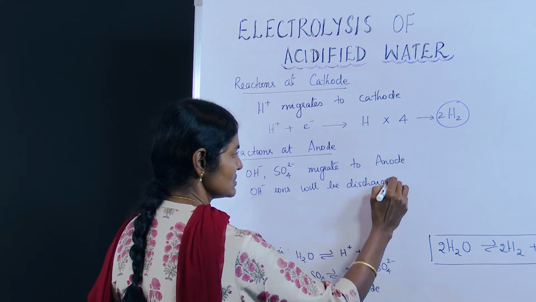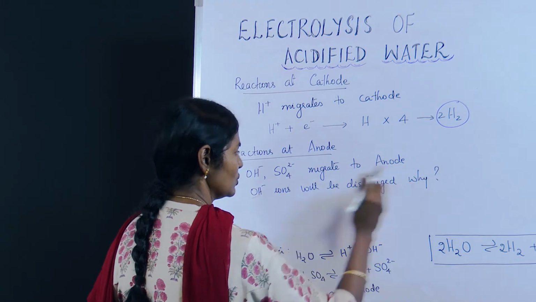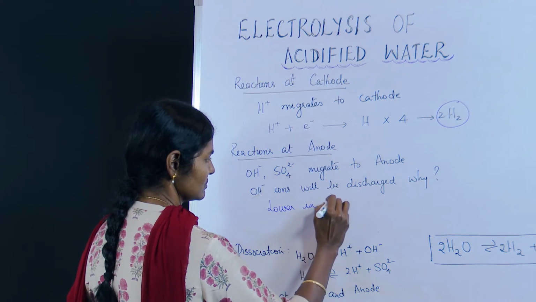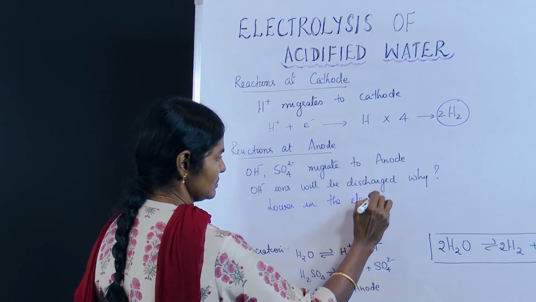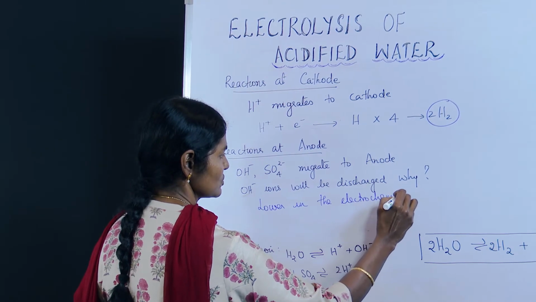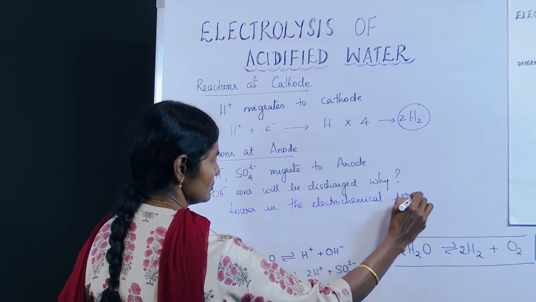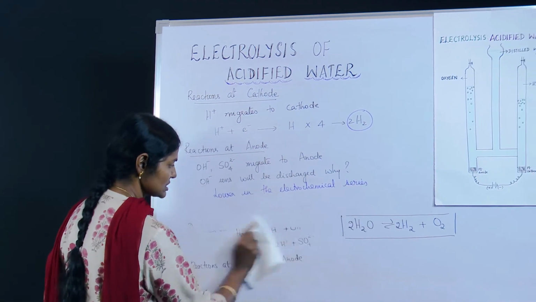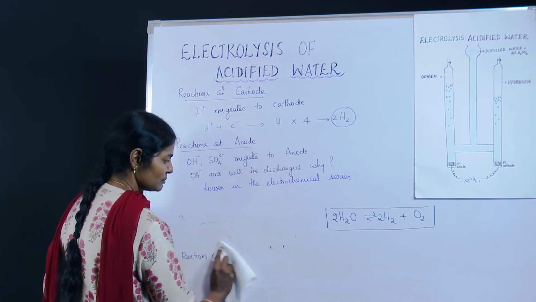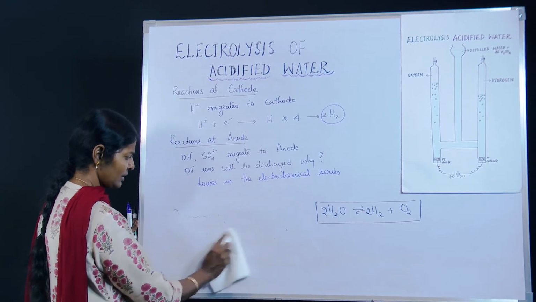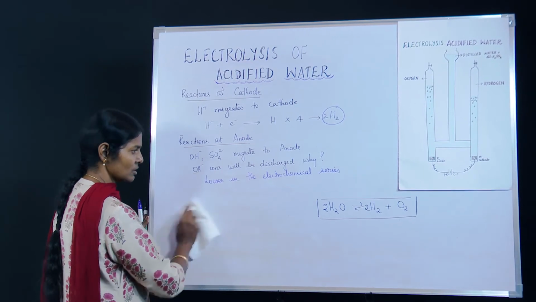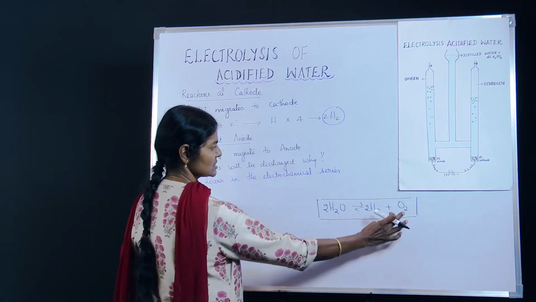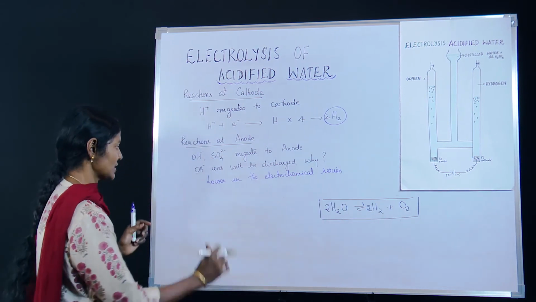Why? Because they are lower in the electrochemical series. Alright, so the preference goes to the hydroxyl ions. So after that, what happens to this hydroxyl ion? It should become neutral atoms. And we don't have a hydroxyl neutral atom at all. But instead, you see here, there are 2 water molecules and an oxygen molecule that is formed.